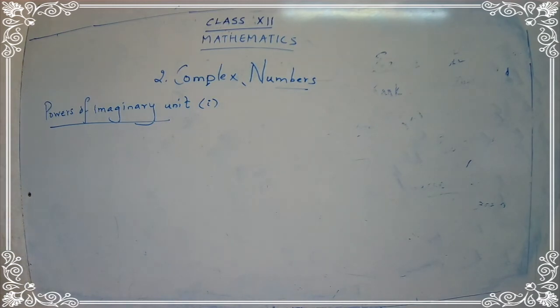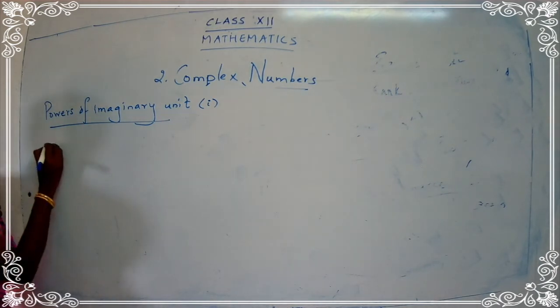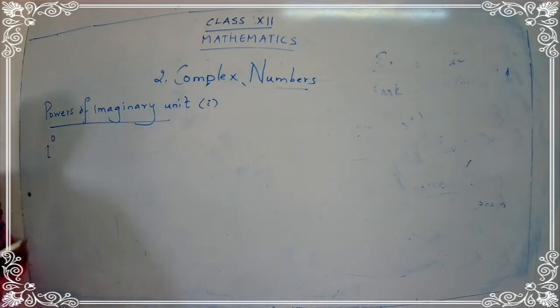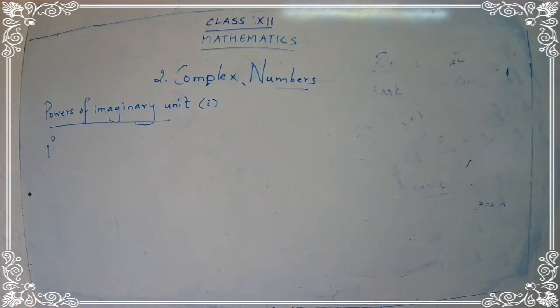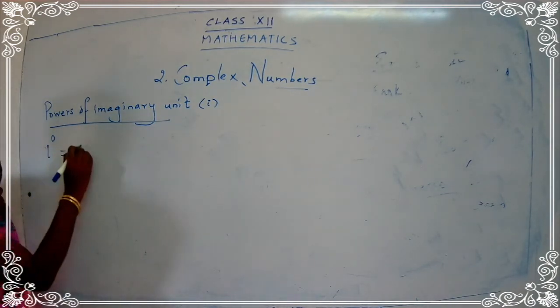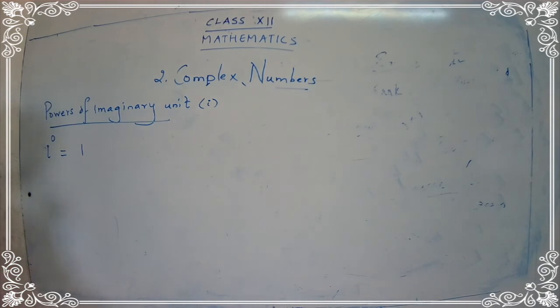Okay. I hope you have taken the heading, powers of imaginary unit. So let me write down first. I'll start with i raised to 0. Anything raised to 0 is 1. This is the law of indices that we have studied. a raised to 0 is 1. So just put here 1. What is the value for i raised to 0? i raised to 0 is equal to 1.